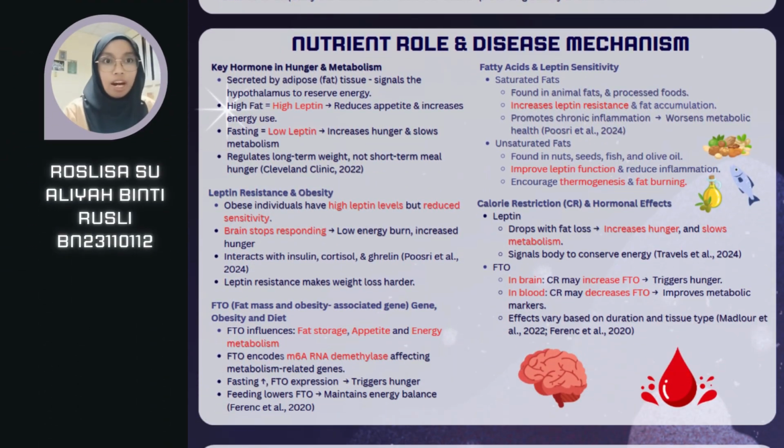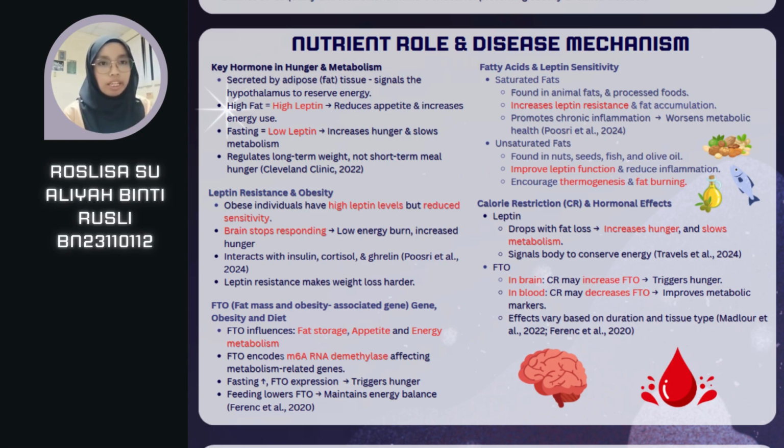Let's now explore how nutrients, hormones, and genes interact to influence hunger, metabolism, and obesity. First, leptin is a key hormone in appetite control. It's secreted by the fat cells and signals the hypothalamus in the brain about the body's energy status. When fat levels are high, leptin increases. This tells the brain to reduce hunger and use more energy. But during fasting, leptin drops, which increases hunger and slows our metabolism.